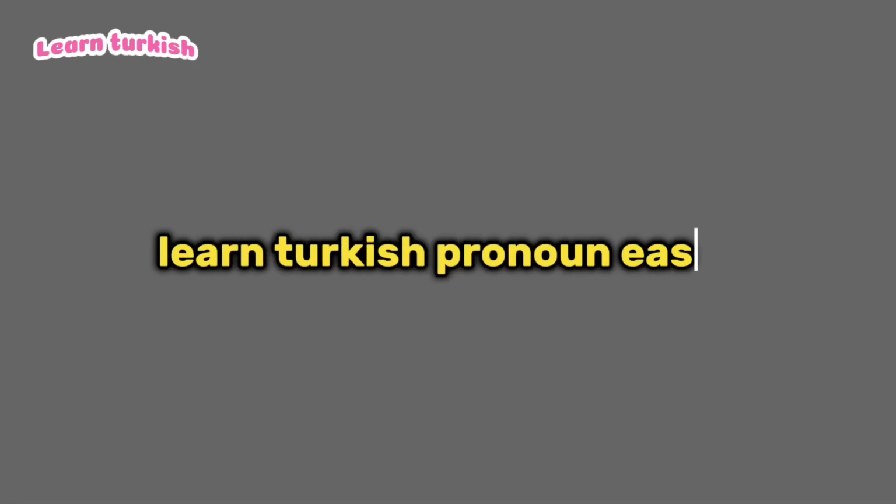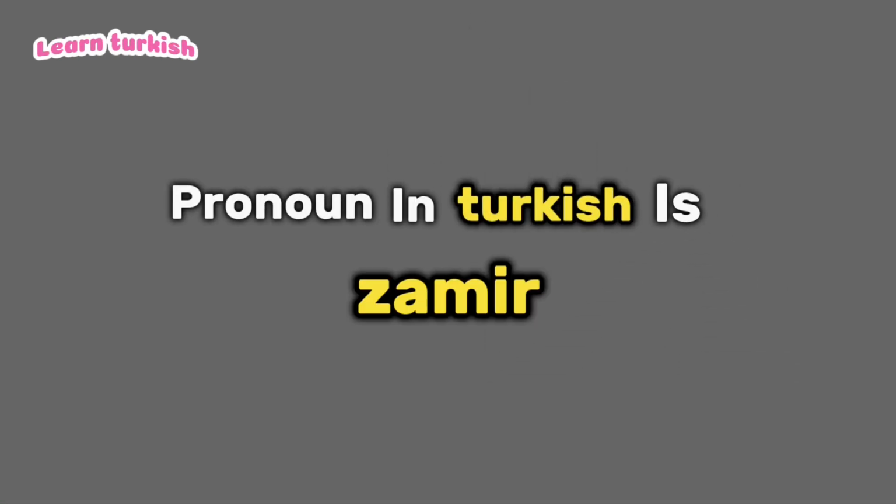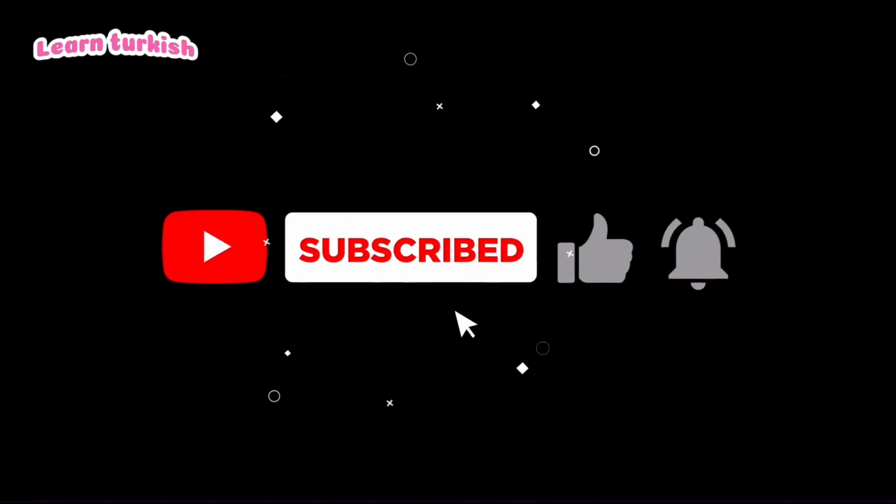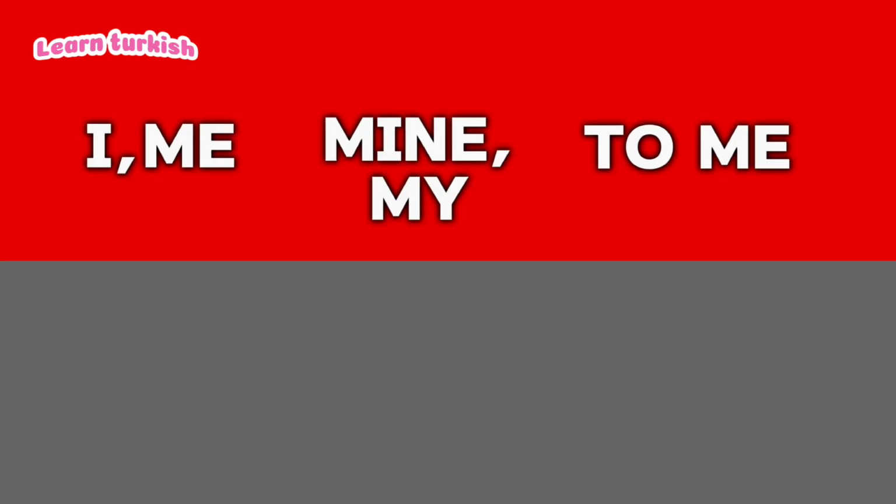Learn Turkish pronouns easily. Pronoun in Turkish is zamir. Let's start it. Repeat after me. I and me defined in one word.